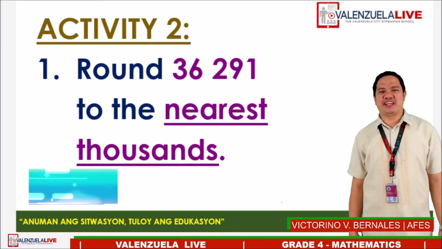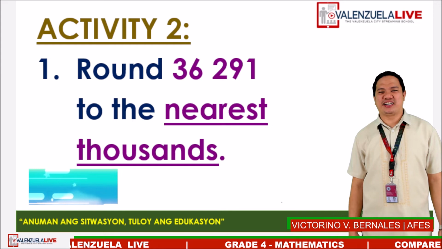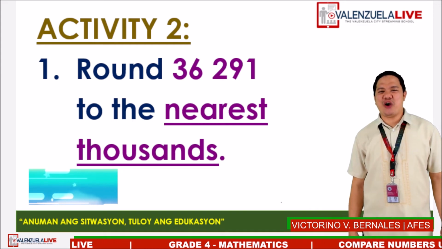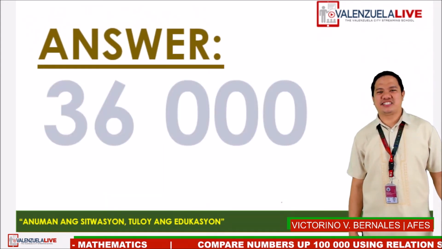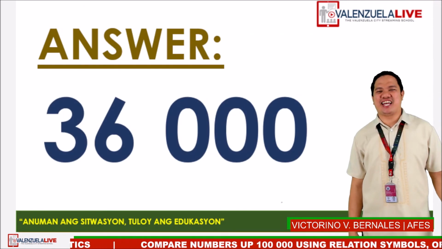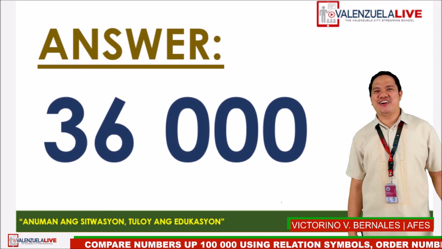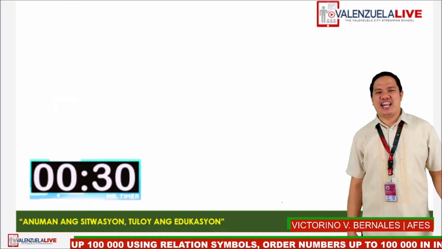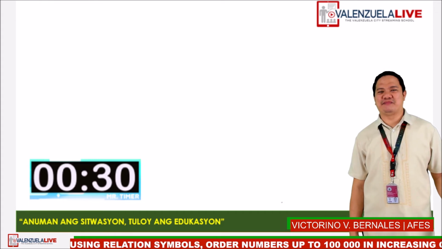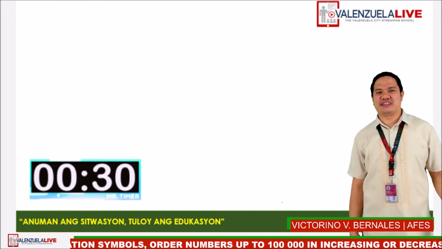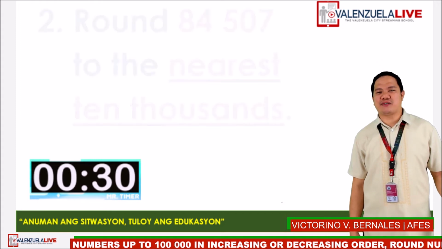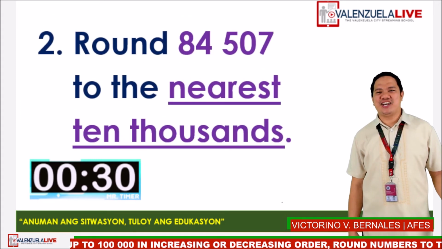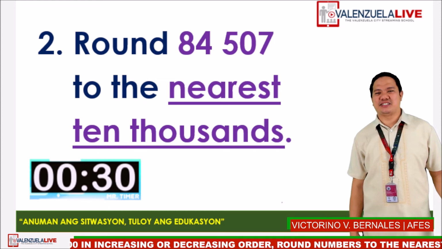Time's up. Let us now check your work. Let's see if you have the same answer. 36,000. Did you get the same answer? Very good. Let's now proceed to the next problem. Round 84,507 to the nearest 10,000s. Your timer starts now.